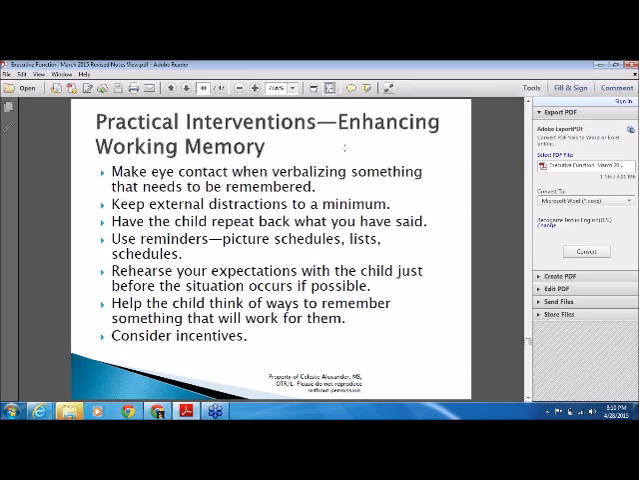Okay, so here we go, enhancing working memory. Make eye contact when verbalizing something that needs to be remembered. Well, I say, we try to do that a lot, but especially like we just said, from the teaching perspective, you need this, or learning this skill is important because. That's exactly where this comes from.